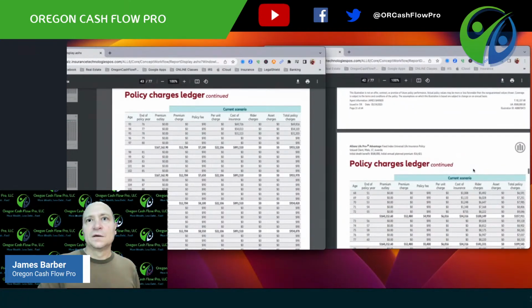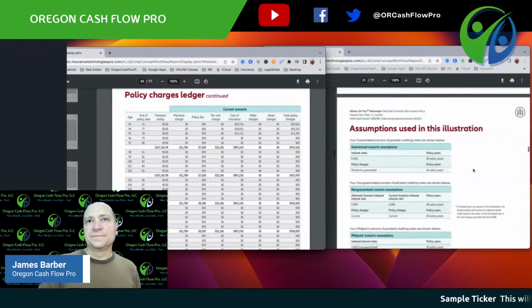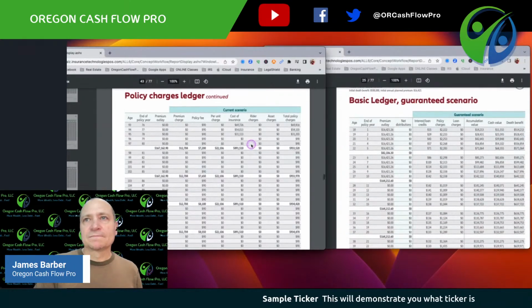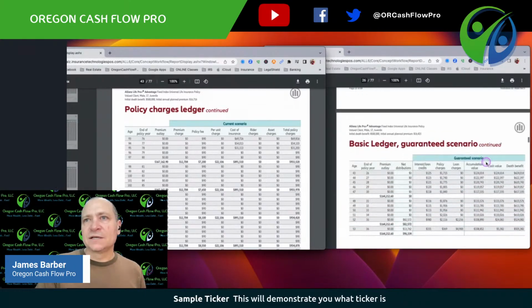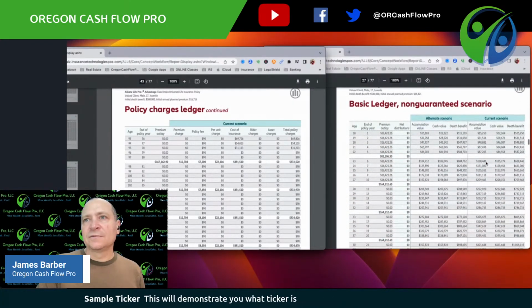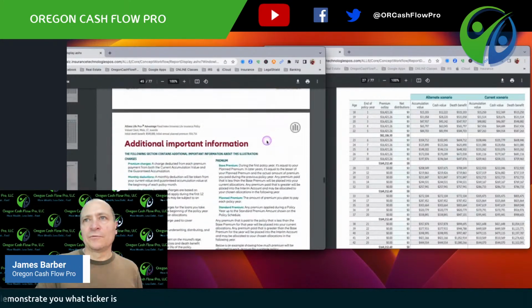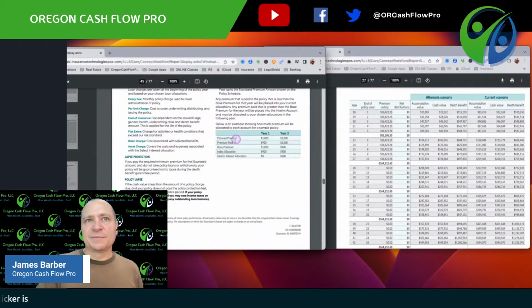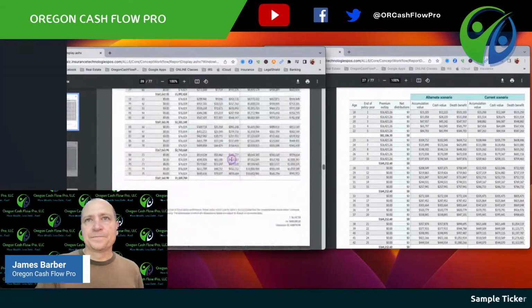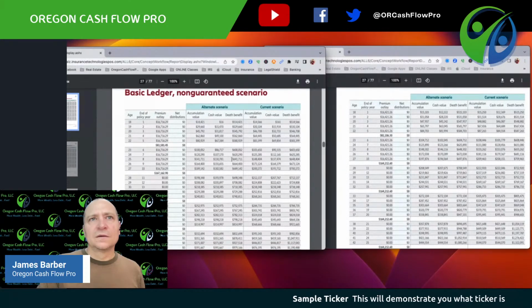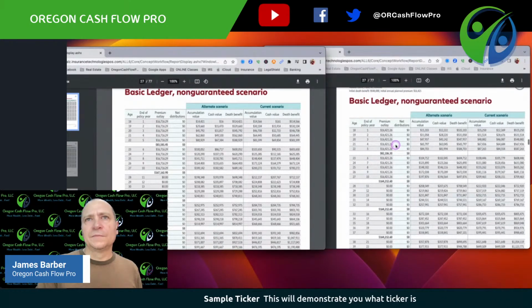Okay. Where's our cash value? Let's go up. Let's take a look at this ledger. We don't want the guaranteed scenario. We want the non-guaranteed scenario, otherwise known as the current scenario. Remember, the one on the right is our optimized design. The one on the left, our not optimized design. Here we go. Let's line these up.